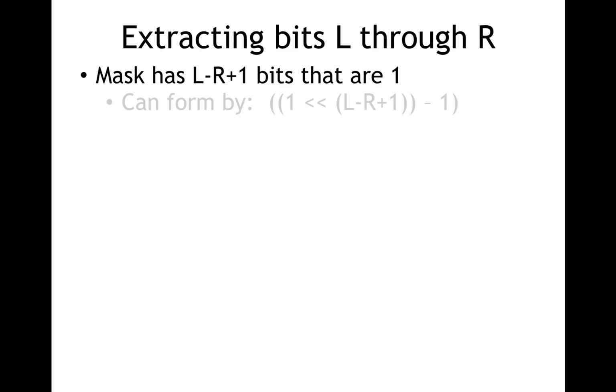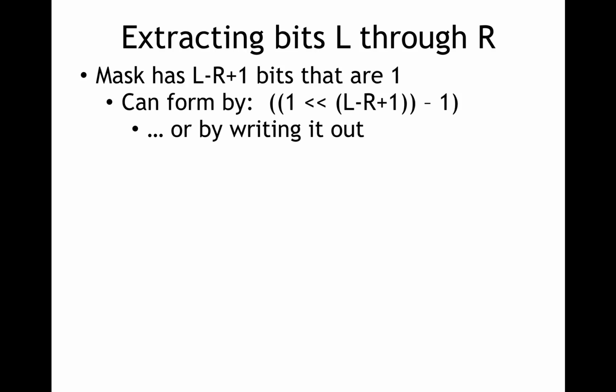Then we can shift 1 to the left and subtract 1 to generate a number of ones. In this case, we generate 3 ones on the right and 0 for all remaining bits. So what's the idea here? L minus R plus 1 is 3 bits, and we want 3 ones. The position of the 3 ones is bit 2 to bit 4.